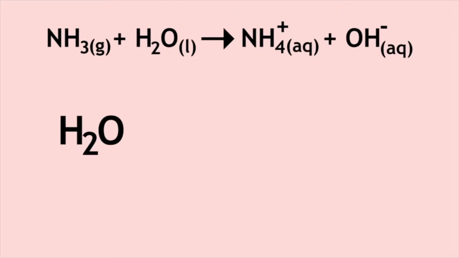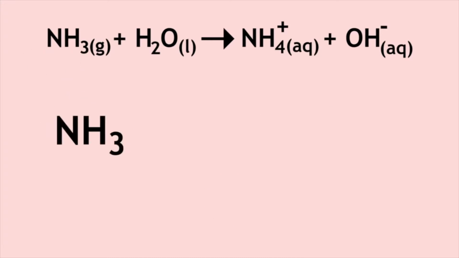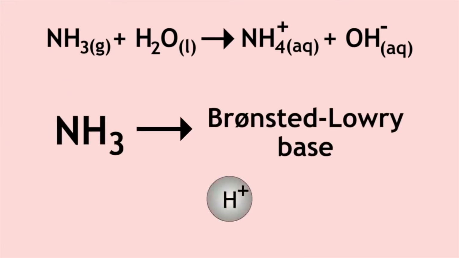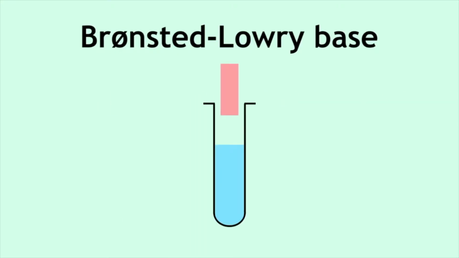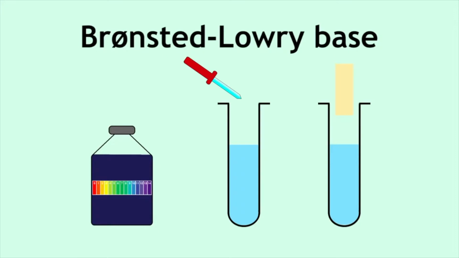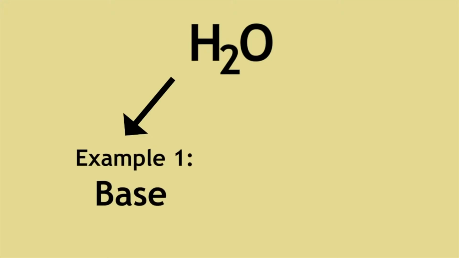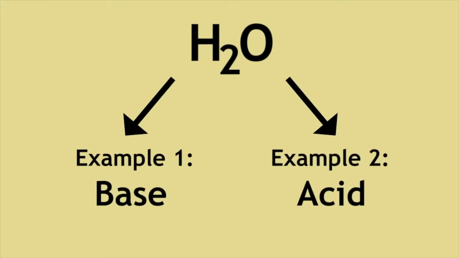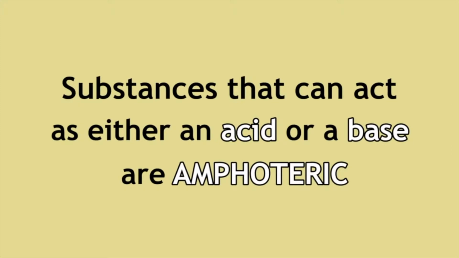In this example, water acts as a Bronsted-Lowry acid because it releases a proton. Ammonia acts as a Bronsted-Lowry base because it accepts a proton. So a base, according to the Bronsted-Lowry theory, does not need to have a pH greater than 7, or turn red litmus paper blue, or turn universal indicator solution or paper blue or purple. The only requirement is that it is able to accept protons. Have you noticed that water acted as a base in our first example, but as an acid in the second example? Substances that can act as either an acid or a base are amphoteric.